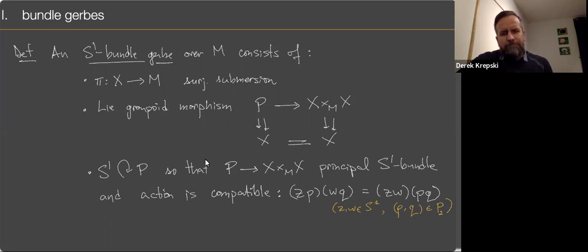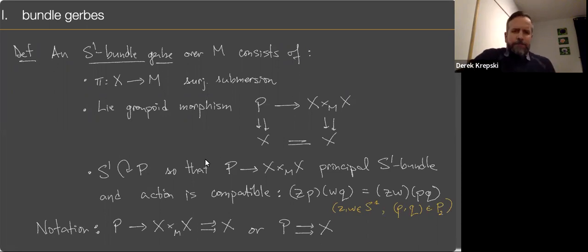And I guess we'll denote these guys, typically we'll just refer to the groupoid P as the S1 bundle gerbe, but if we want to remember that it sits over M, we'll maybe denote it this way, with P going to the fiber product and then over to X. Okay.